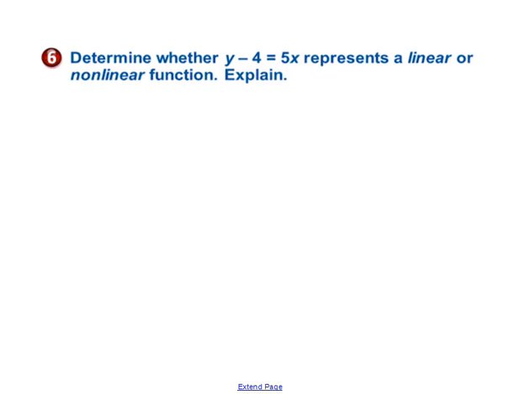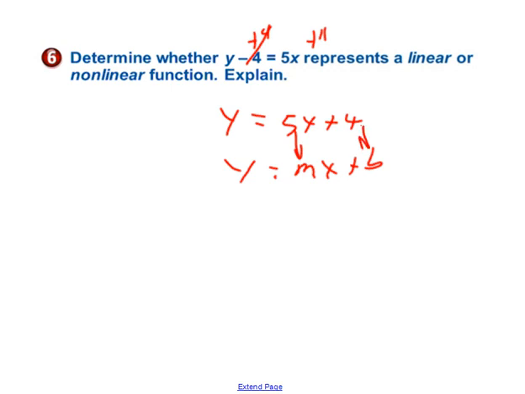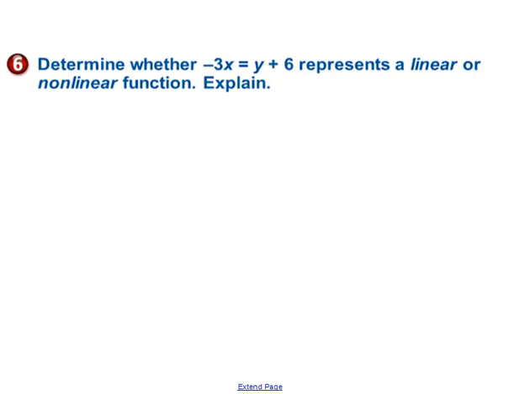Determine whether y minus 4 equals 5x represents linear or nonlinear. I'm going to write it in the y equals mx plus b form by adding 4 to both sides. These cancel out. Y is equal to 5x plus 4. That is in the y equals mx plus b form, where the slope is 5 and the y-intercept is 4. So yes, this is a linear function.